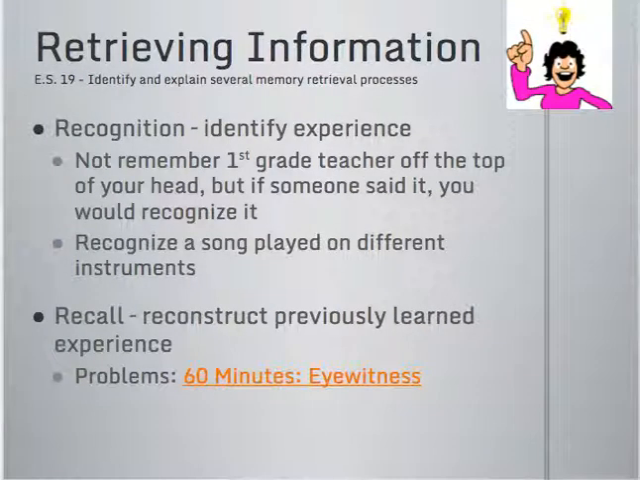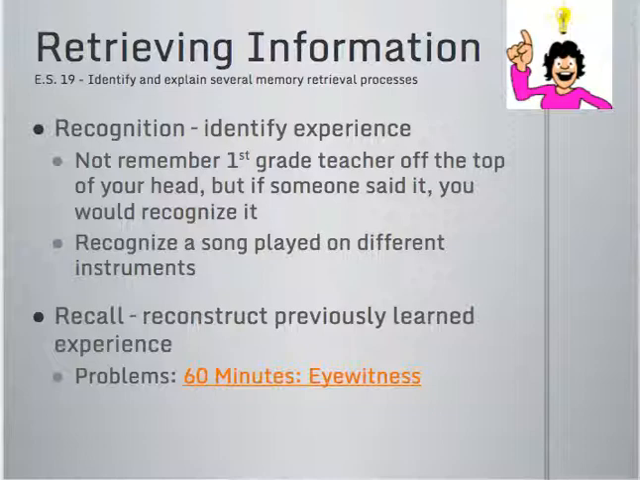Next is retrieving it. Okay, so now that we have encoded it, we have stored it, at some point you're going to possibly need that information again. So we kind of see two different types. We have recognition, so you identify maybe an experience with your retrieval. So you can't remember your first grade teacher off the top of your head, but if somebody says it, you recognize it. So that's recognition when it comes time for retrieval. Same thing goes, maybe if I hum a song, you might recognize the tune of the song.